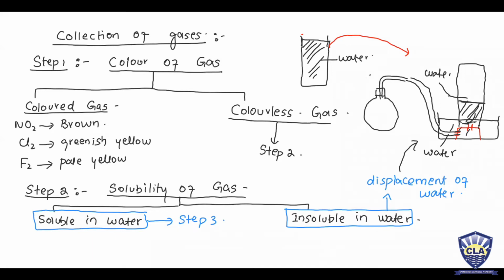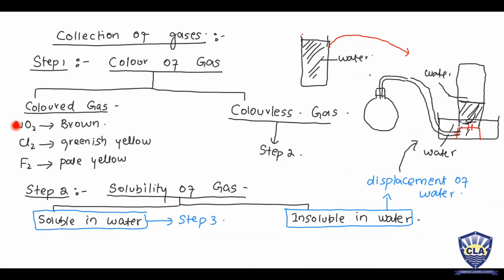Whenever you want to collect the gas in the gas cylinder, not in the gas syringe, in the gas syringe you can collect any gas, even if it is colored, even if it is colorless, whatever. Because the piston will start moving and it will tell you that the gas is being collected in it. But if you want to collect the gas in the gas cylinder, you have to see first, in the first step, the color of the gas. If the gas is colored, it would be easy for us to collect the gas. Because the gas cylinder would become brown in color if NO2 is being collected.